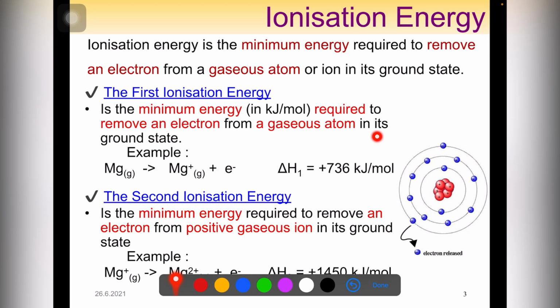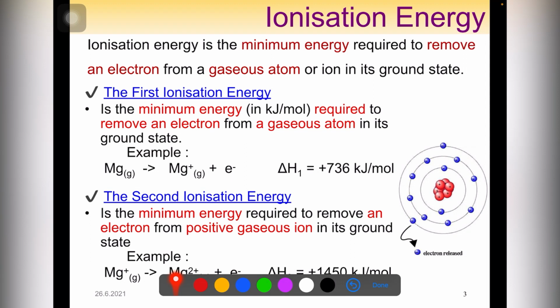This is the general equation or general definition for the first ionization energy. Let's say the question asks you to define first ionization energy for magnesium. You have to give: the minimum energy in kilojoule per mole required to remove an electron from a magnesium gaseous atom in its ground state. So you have to specify the element given in the question.